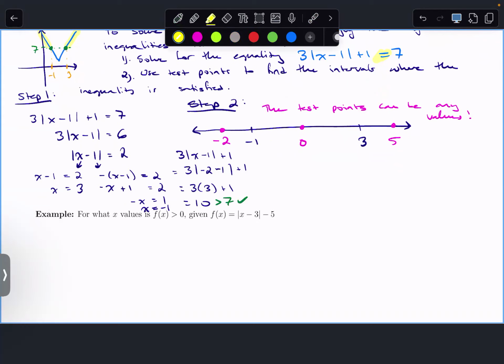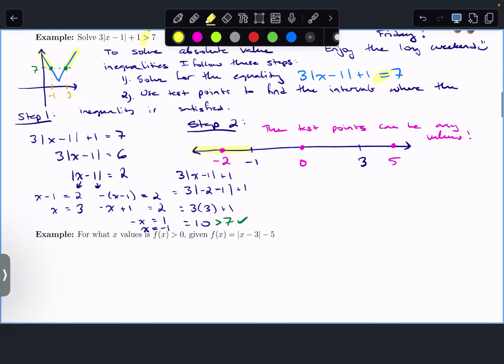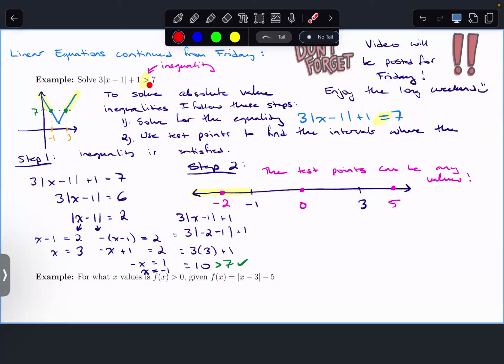Which tells me that this whole interval satisfies that inequality up to -1, but not including -1, because at -1 it was equal to 0, or 7, sorry. All right. And so here, this interval, not including -1, satisfies it. I have a hunch then that the next interval is not going to work, but we're going to do the math anyways. Fine, I'll be proper.